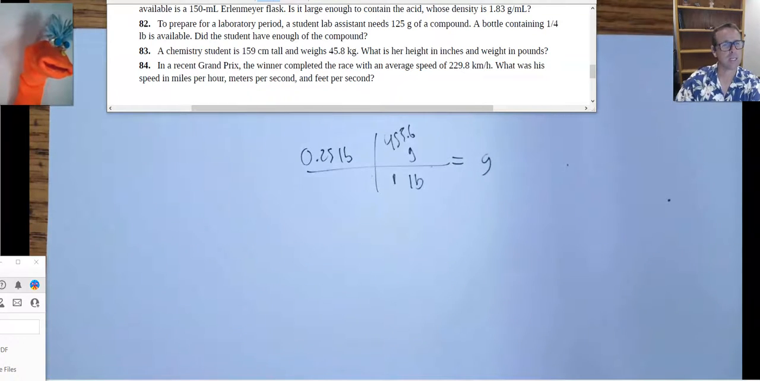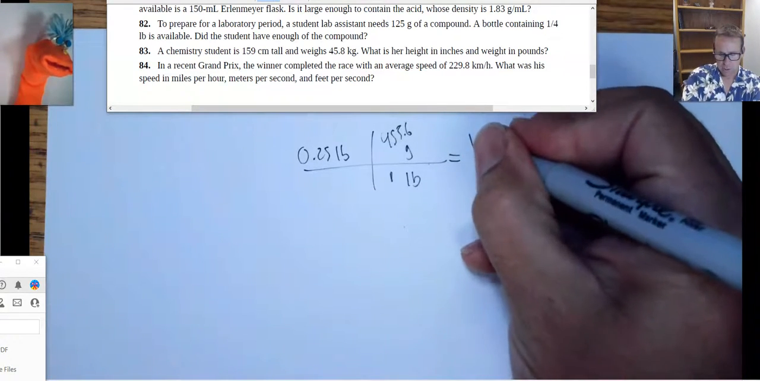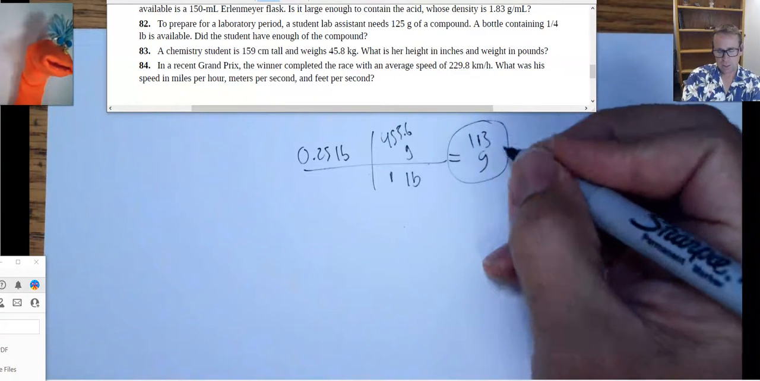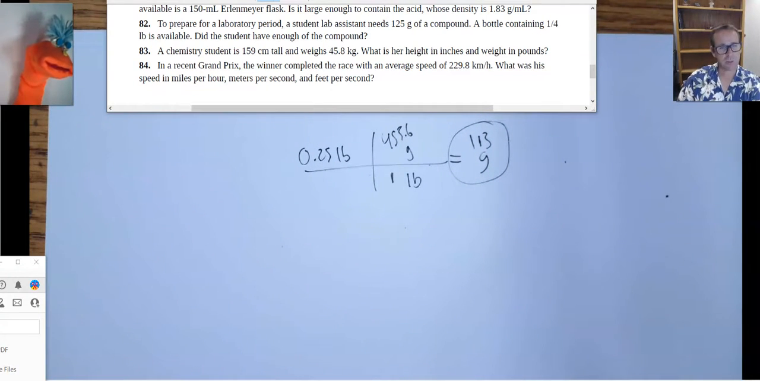$113 grams, and I need 125. 110 grams with the right number of significant figures, right? And I don't even know how many significant figures are in this 1/4. Okay, probably just one. So.